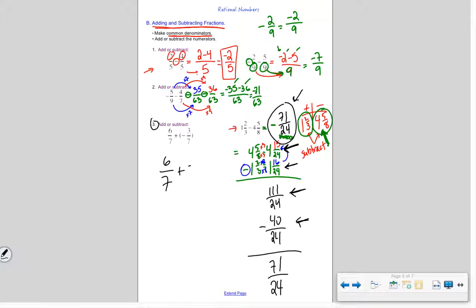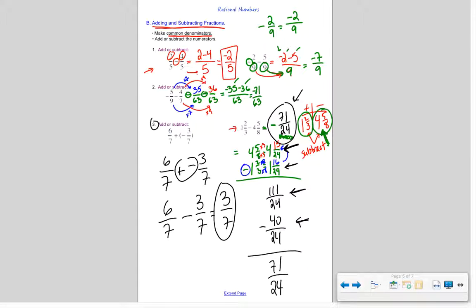6/7 plus negative 3/7. I wanted one with a double sign to remind us, a plus negative. Let's just change that into one big subtraction. And now this really isn't a negative. There's really no negatives involved here. I'm just doing 6 minus 3 to get 3 over 7. Okay? So lots of different levels of things going on here.